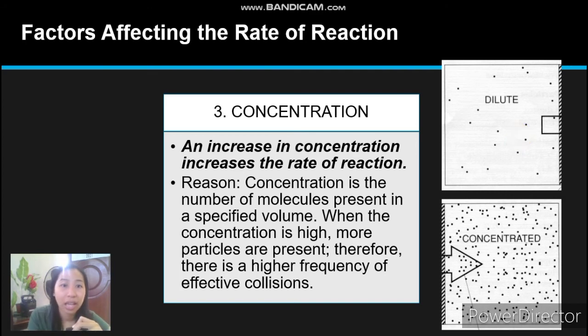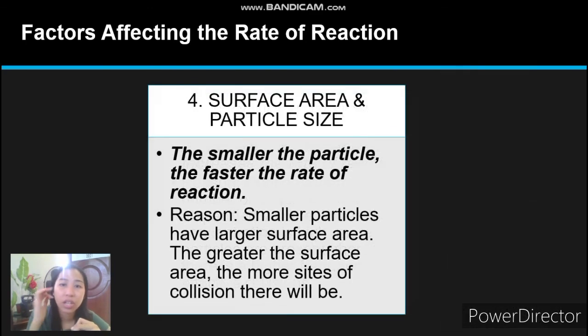Okay, that's it. The last factor is surface area and particle size. Now, the smaller the particle, the faster the rate of reaction. Reason: smaller particles have larger surface area, and the greater the surface area, the more sites of collision there will be. Now, always remember this nga, kung gagmay ang imong particle size, no, mas dako ang area nga free siya to interact with another particle, no?